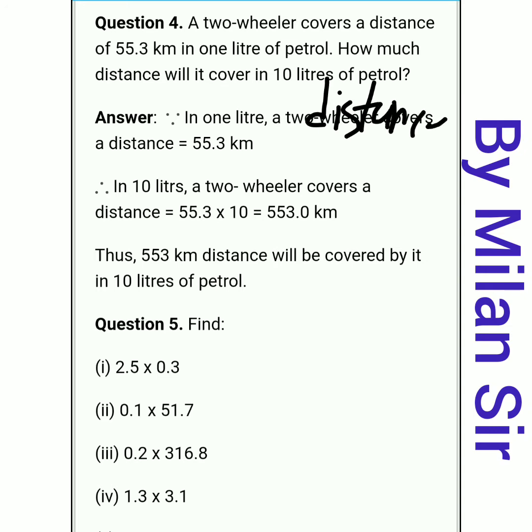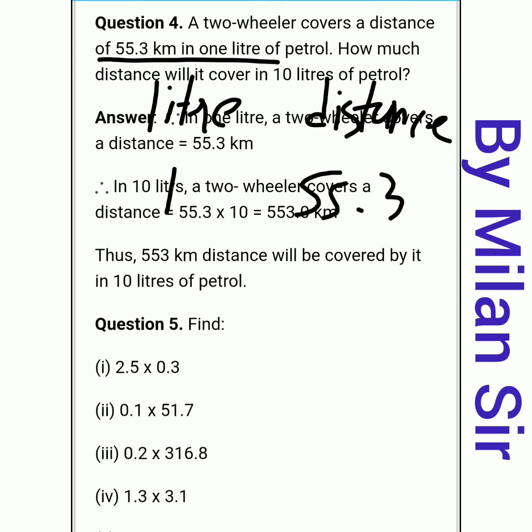What are the other things that we have? It is liters of petrol. So we have two things, liters of petrol and distance. Here we need to find the distance, that's why we need to put it in the second position. Now the first line: 55.3 kilometer in 1 liter of petrol. So for 1 liter, distance is 55.3.